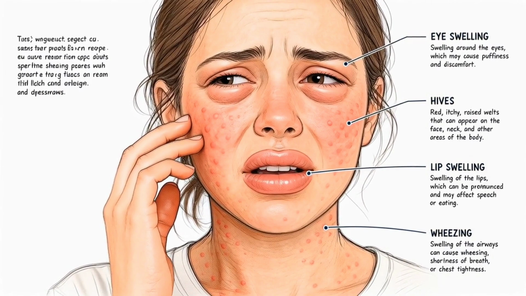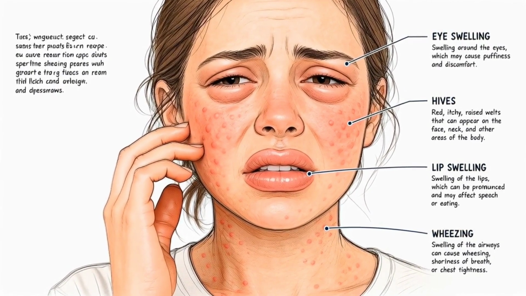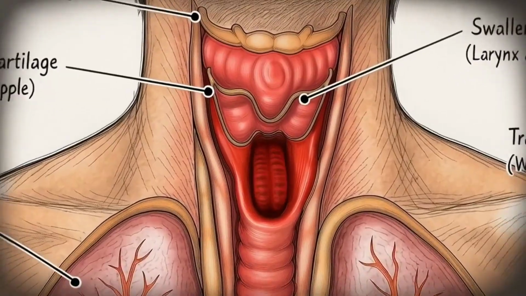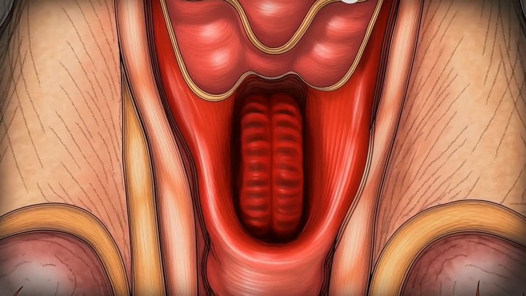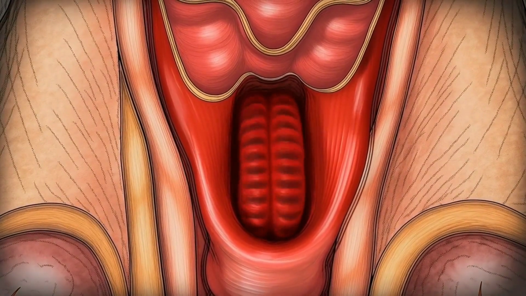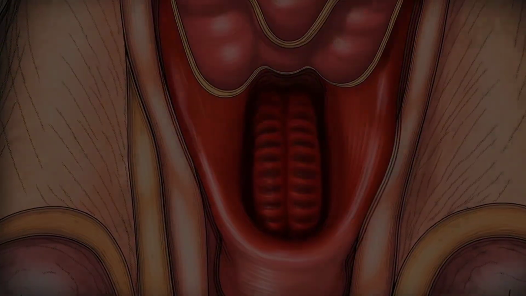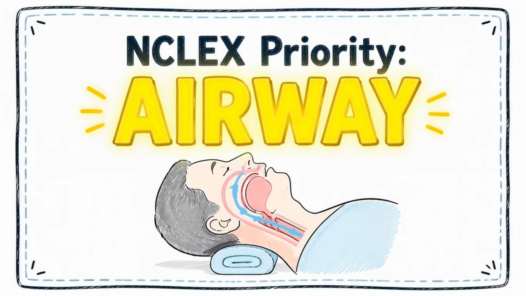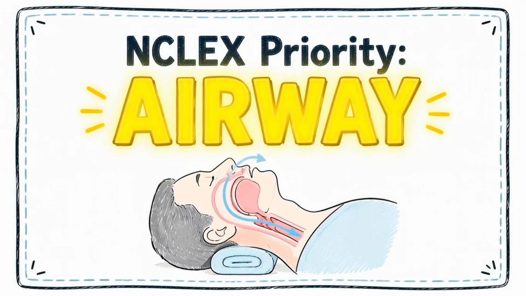Hives and swelling of the face or throat are common visual indicators. Anxiety is often present as the patient struggles for air. This shock is dangerous because airway obstruction happens very quickly. On the NCLEX, airway is always the top priority in anaphylactic shock.